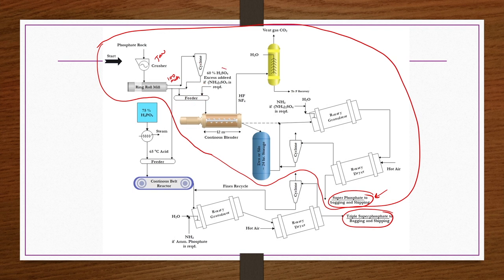To this feeder, 60% H2SO4 is supplied, right? This 60% H2SO4 and the 100 mesh phosphate rock mineral are taken into a feeder mixer, and then into a continuous blender, which is approximately 12 to 15 meters in length. When it comes into the reactor, the reaction takes place almost completely, because it is 12 to 15 meters long, and this reactor has a shaft to which a blade is provided. When this shaft rotates, the material is mixed.